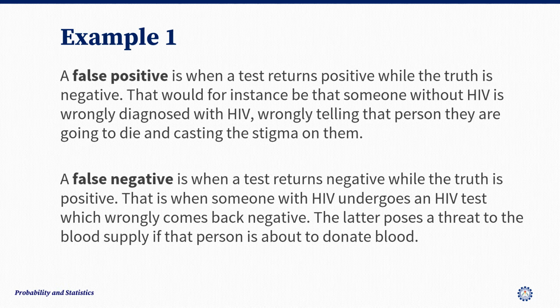So the probability of a false positive if the truth is negative is called the false positive rate. Similarly, the false negative rate is the probability of a false negative if the truth is positive. Note that both these rates are conditional probabilities. The false positive rate of an HIV test is the probability of a positive result conditional on the person tested having no HIV.